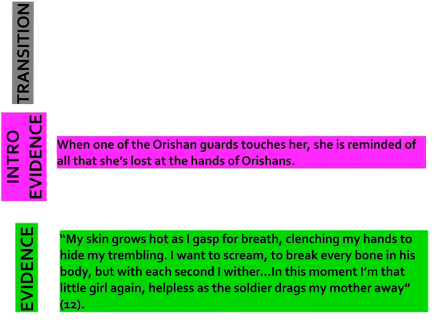This is when one of the Orishan guards touches Zaylee and she actually kind of shrinks back and she shows weakness or she shows helplessness in this moment because she remembers what it was like when they took her mother away. So here's my introduction to evidence. When one of the Orishan guards touches her, she's reminded of all that she's lost at the hands of Orishans.